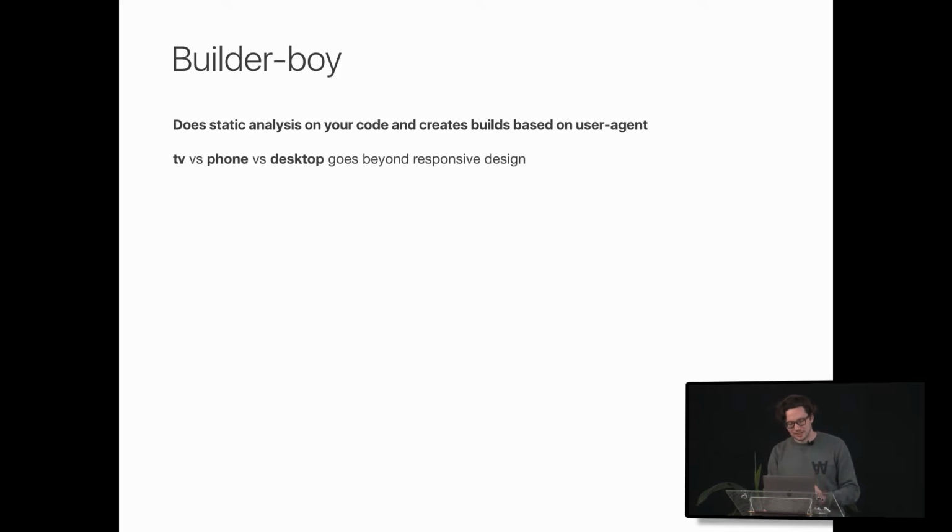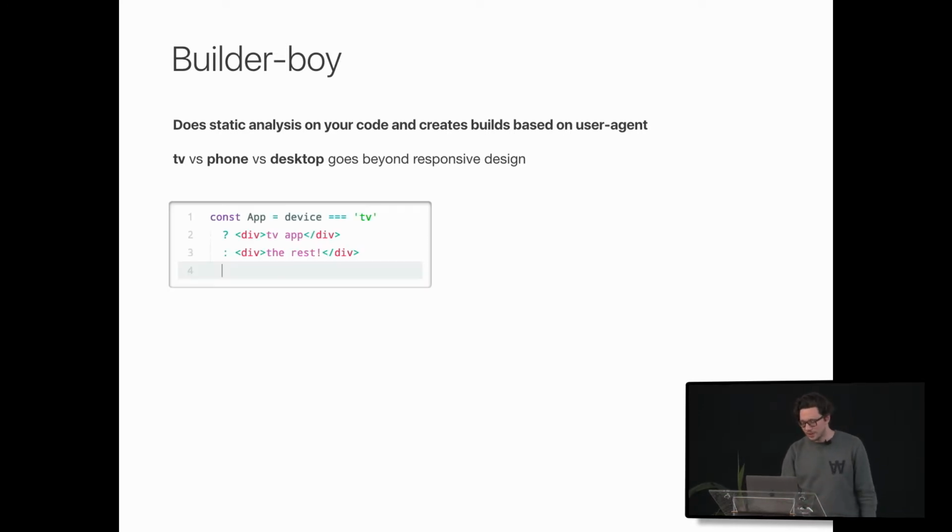The reason that we needed this is that responsive design, like responsive CSS, doesn't really work if you want to make a native app and a phone web app, for example. Like a TV UI is fundamentally different than a phone UI. And it's so different that you need more than CSS. You need to be able to distinguish between those two. So let me show you how this looks, the system that we came up with.